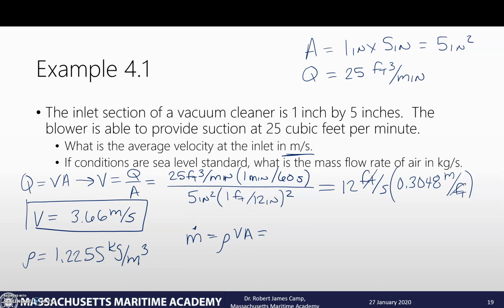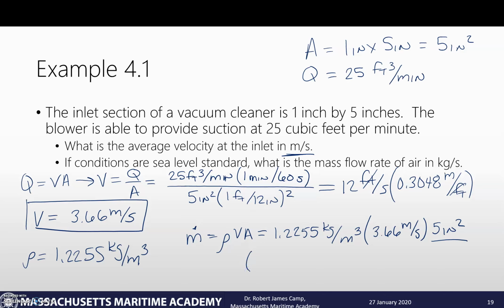So if we calculate that out, we've got 1.2255 kilograms per cubic meter. We have a velocity, which we just calculated, of 3.66 meters per second. And then we have 5 inches squared. Taking a look at this, we do have a problem because that's in inches squared. So what do we do? We need to convert that over to meters. I'm going to take that entire thing and put it on the next line here.